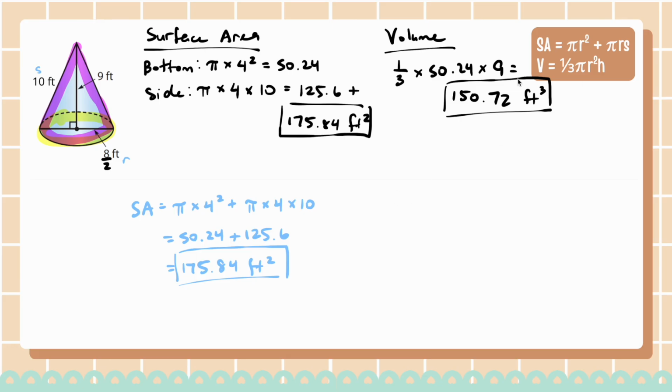If I want to try applying this formula right here, I'm going to do 1/3 times pi times r squared, which is going to be 4 squared, and then times my height. Remember, the height was this part right here, so 9 is going to be my height, so I'm just going to be multiplying it by 9. All of this multiplied again gets me the exact same thing, 150.72 feet cubed. And that's how you solve for the surface area and volume of a cone.